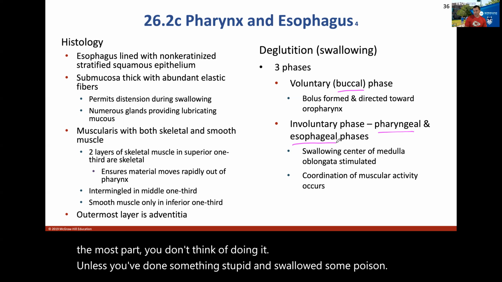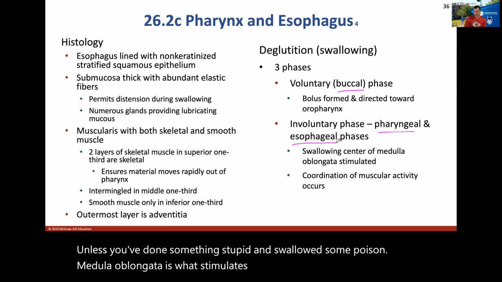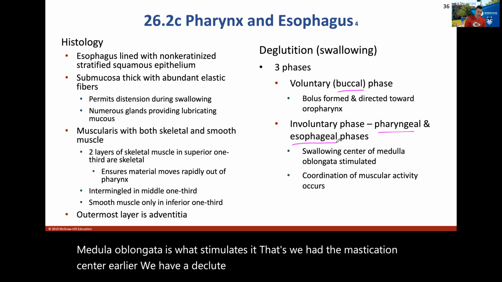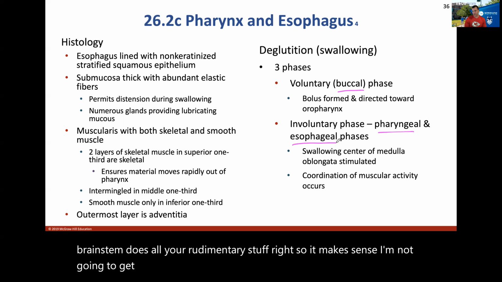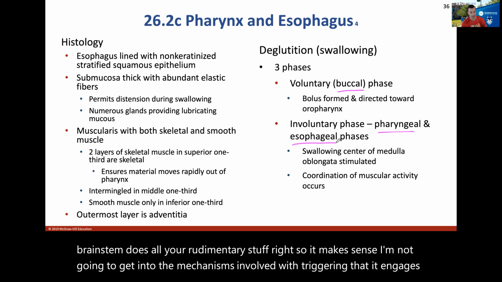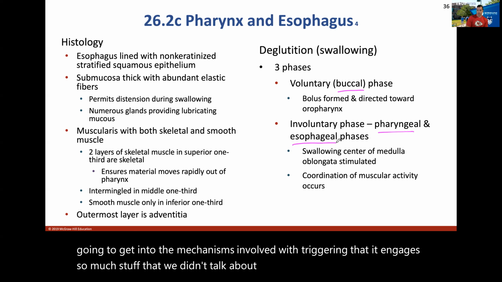The medulla oblongata is what stimulates it. We had the mastication center earlier, and we have a deglutition center as well. I mean, the brainstem does all your rudimentary stuff, right? So it makes sense. I'm not going to get into the mechanisms involved with triggering that. It engages so much stuff that we didn't talk about muscular-wise. We don't need to get into it.